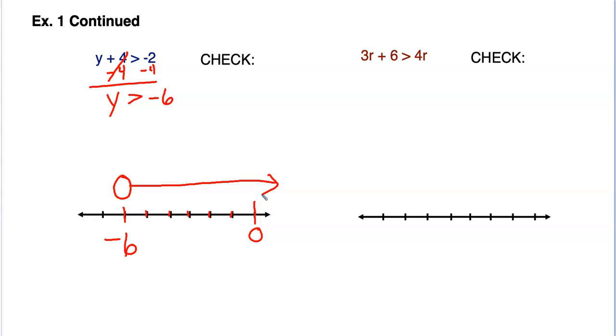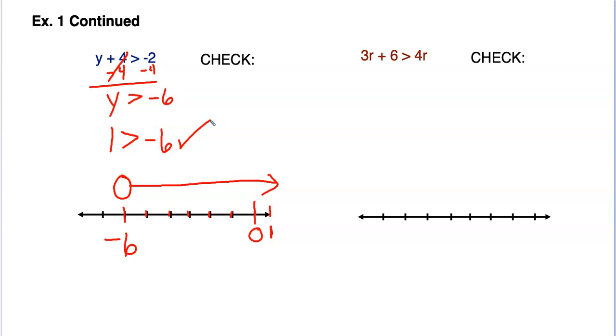We could even check a few things. So if this kept going, like 1 would be over here. So if we threw 1 in here, is 1 greater than negative 6? Yes, it is. Any positive number is bigger than any negative.